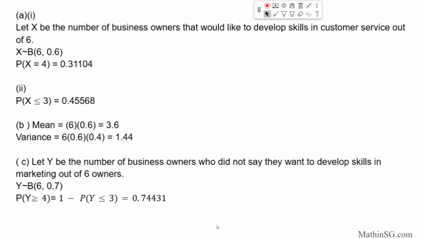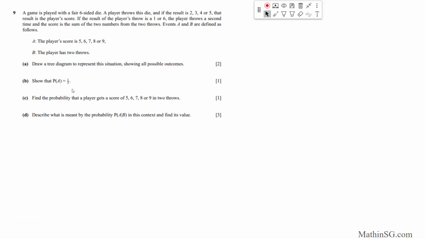Okay, so here's a summary of the solutions. Next, let's move on to question 9. A game is played with a fair dice. A player throws this dice, and if the result is 2, 3, 4, or 5, that result is the player's score. If the result of the player's throw is 1 or 6, the player throws a second time, and the score is the sum of the two numbers from the two throws.